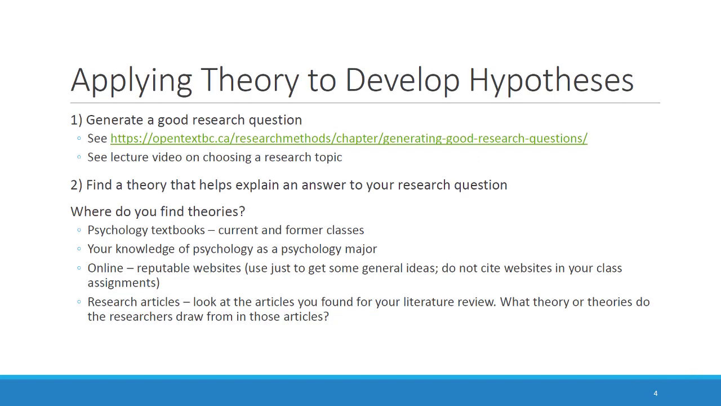In terms of applying theory to develop your hypotheses, step 1 is to generate a good research question. We've already talked about how to do that, and as a reminder, you can see your textbook chapter on generating good research questions as well, and the lecture video on choosing a research topic. After you've generated a good research question, you want to find a theory that helps explain an answer to your research question. So how do you find theories? The first thing you can try is looking at psychology textbooks.